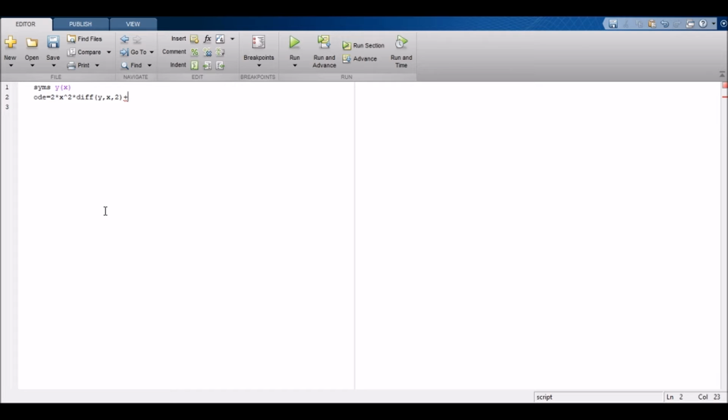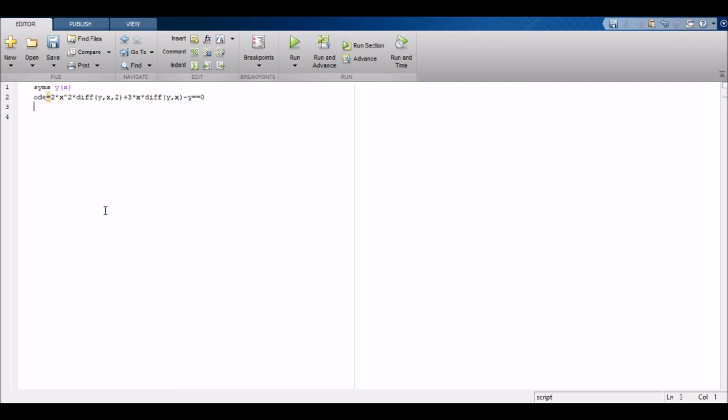3x dy by dx, that means 3 into x into diff of y with respect to x. This is the second term. Now minus of y, third term is minus of y equal, that means double equal to 0. In this way we write down the equation.